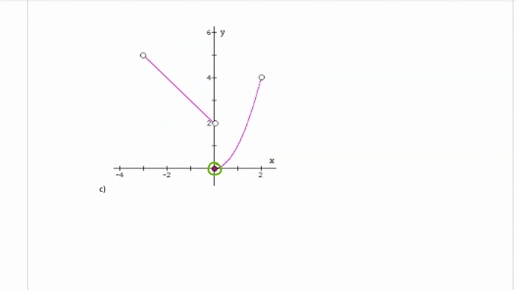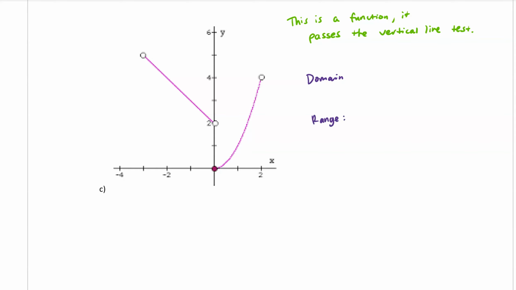So because every vertical line crosses the graph at only one location, that means that this is a function and it passes the vertical line test. Okay, so now because it is a function, we want to discuss the domain and the range.